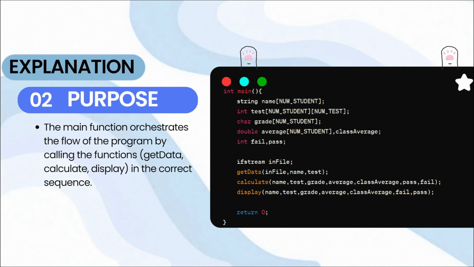This part includes the declaration variables and calling 3 functions like get data, calculate, and display in the correct sequence. As you can see here, the declaration includes the three arrays which are test, grade, and average to fulfill the requirements. If you follow the flow of this program, the getData function will execute first. So, let's take a look at what is inside the getData function first.